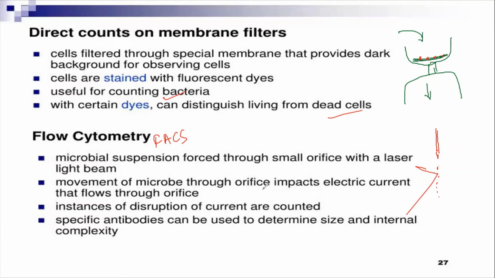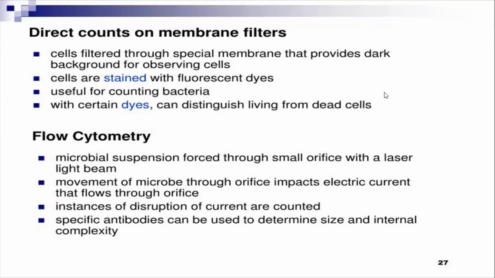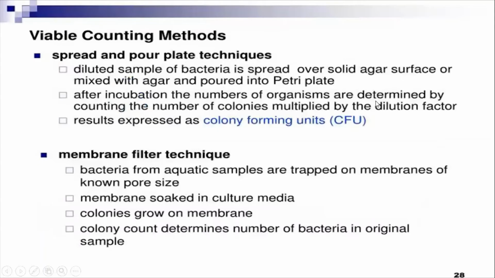So movement of microbe through that orifice impacts electric current that flows through the orifice. Okay, so it will tell okay, 1 bacteria, 2 bacteria, and it is very fast. Okay, it's not like one by one, it's very fast. So whenever there's a disruption of the current, the flow, whenever bacteria is coming, that is taken as 1 or 2. Okay, then we also have the antibodies which can be used to determine the size and the internal complexity of a particular cell. So these are the methods by which you can directly count the bacterial cells. Okay, this is also applicable for your eukaryotic cells as well.